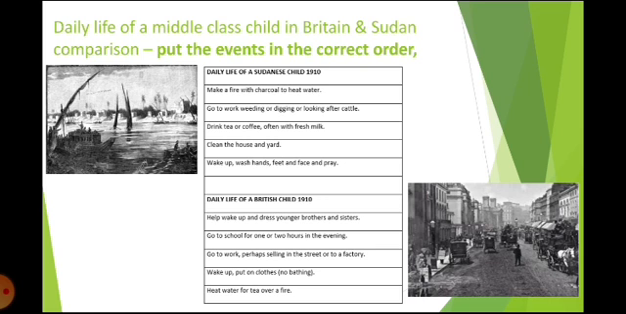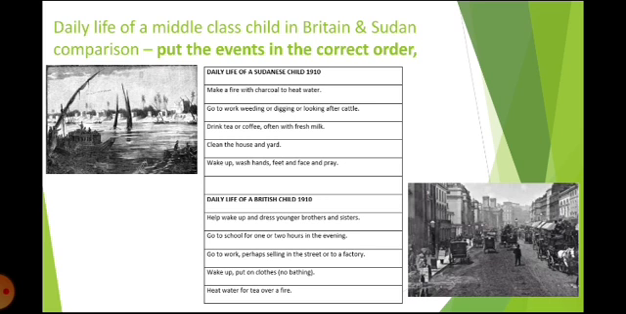Now let's look at the daily life of a middle-class child in Britain and Sudan. This is the comparison. The picture you see on the left is of Sudan, and the picture on the bottom right is a picture of England in 1910, I believe. So the daily life of a Sudanese child. Obviously, these events are not in the correct order. This is going to be part of your homework. You're going to order them.